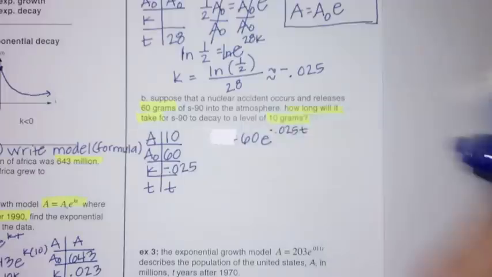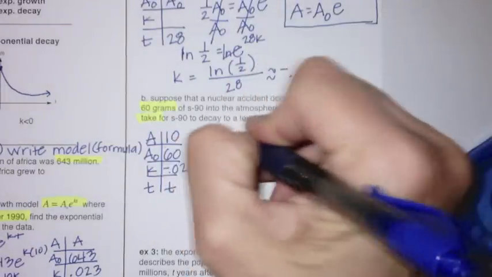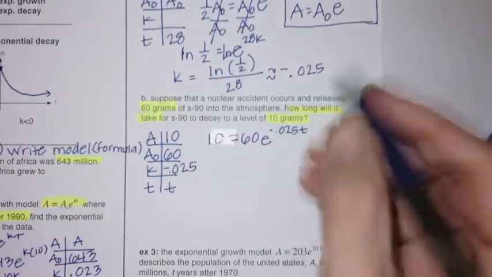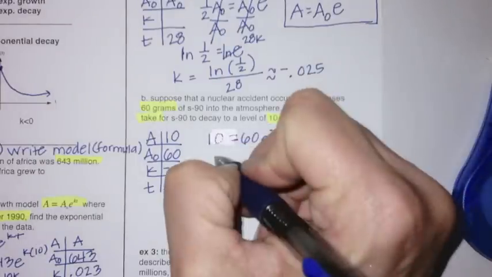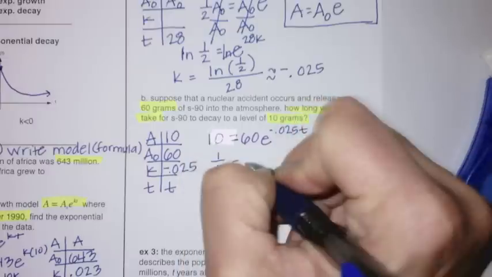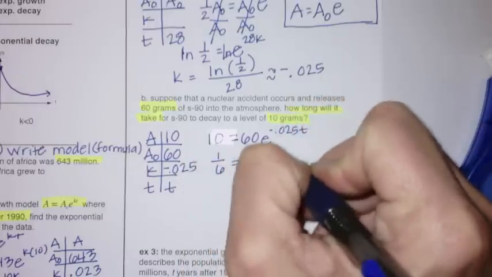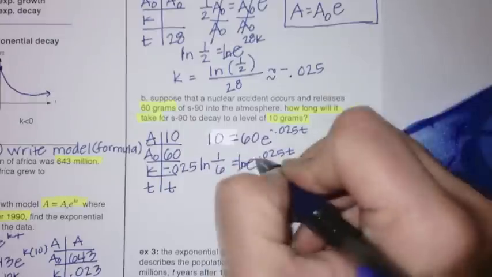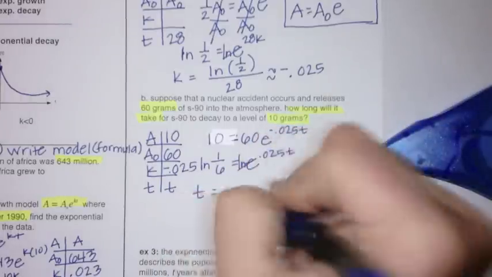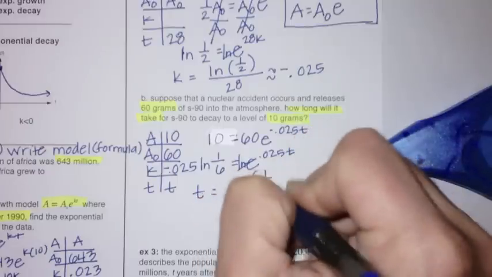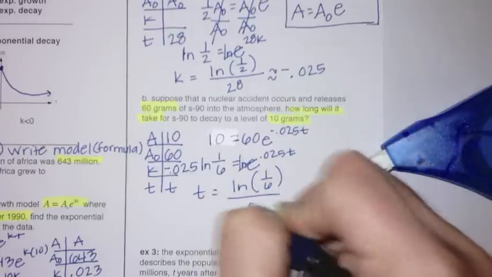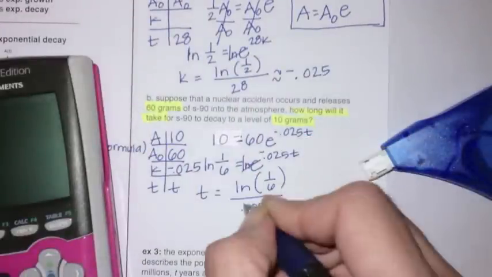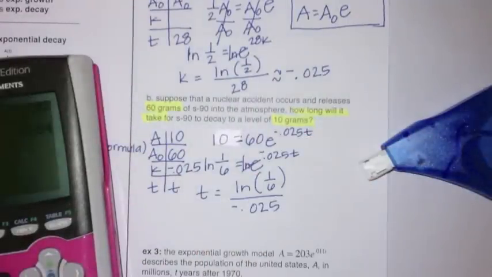Let me take care of that real quick. And then divide out the 60 because I'm trying to isolate the exponential. So I get 1/6. Take the natural log of both sides. So T equals the natural log of 1/6 divided by 0.025. And when I plug that in, it's negative, right? I forgot my negative. Don't forget your negative.